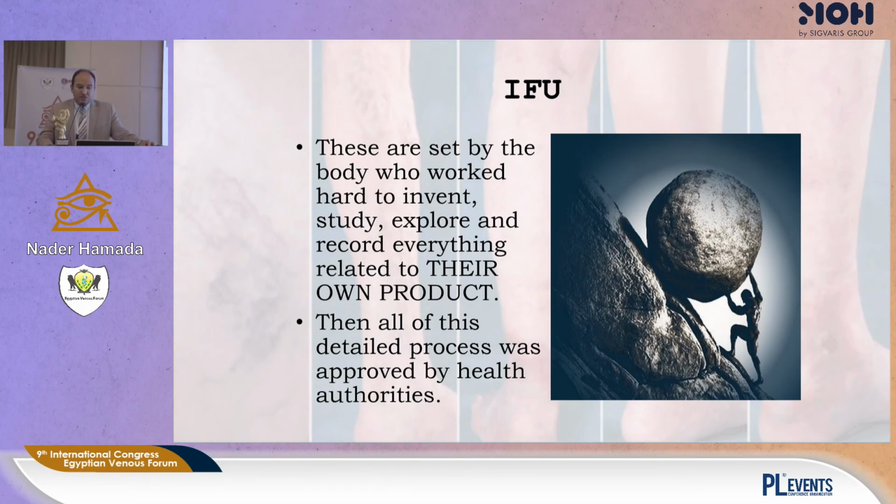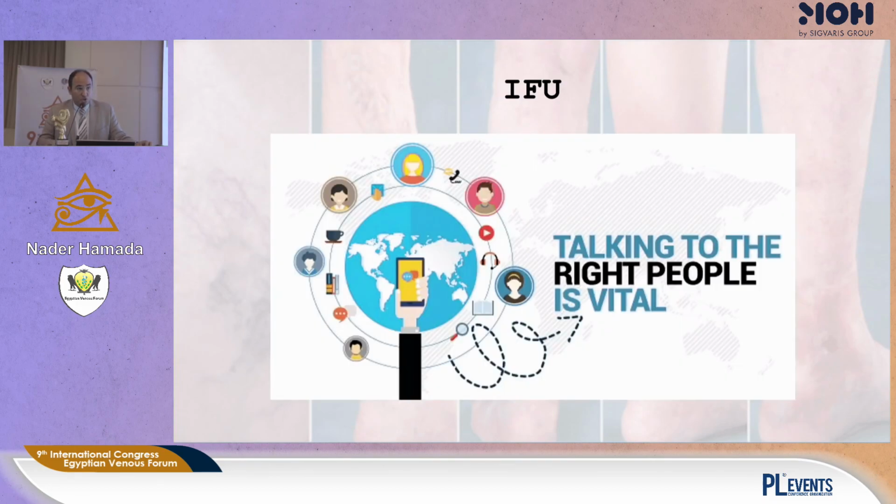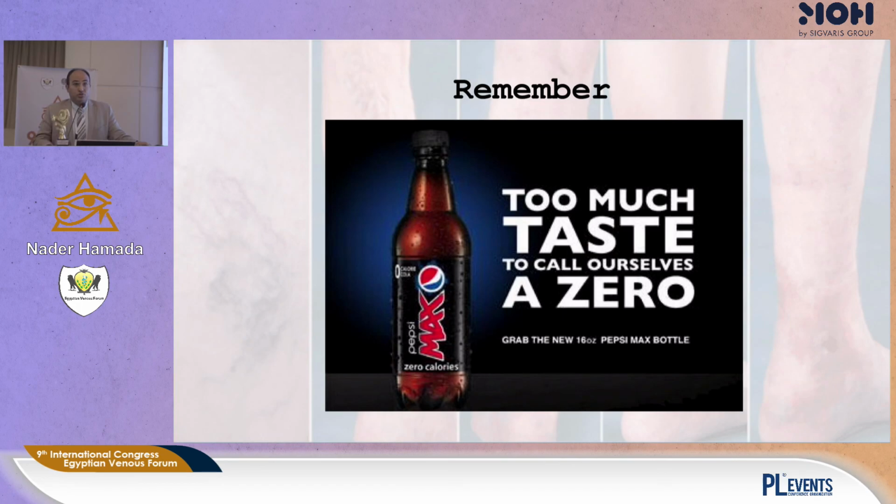So IFUs are set by the body that worked hard to invent, study, explore, and record everything related to their own products. Then all of this detailed process was approved by health authorities. So if anyone wants to adopt this new technique, I have no problem. I have no problem with trying to add foam sclerotherapy treatment for the anterior accessory saphenous vein. But it's better to talk to the companies, change the IFU, and then everyone will be happy, and we will treat all the patients flush to the saphenofemoral junction. Thank you very much.